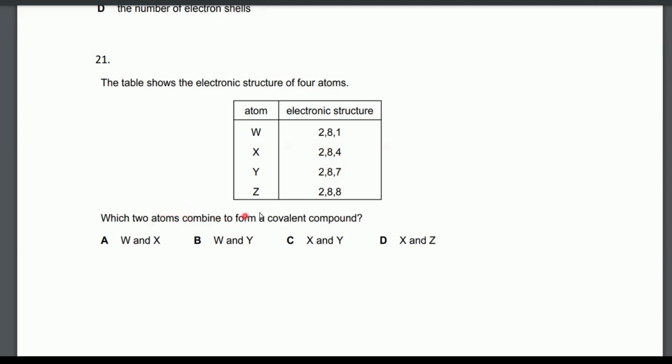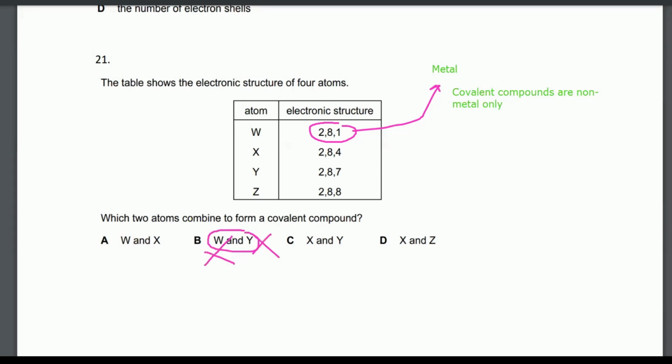Question 21. Table shows the structure of 4 atoms, W, X, Y, and Z, with the electronic structure 2,8,1, 2,8,4, 2,8,7, and 2,8,8. 2,8,1, we're looking at sodium. It's a metal. It's from group 1. Now, just bear in mind, covalent compounds are non-metal only. So the question is, which 2 atoms form a covalent compound?